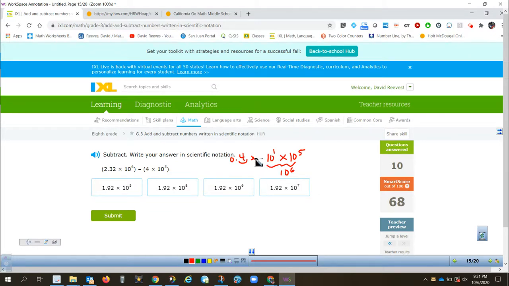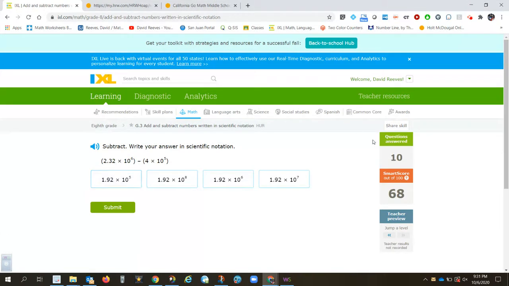And then once the powers of 10 are the same, you can add, or in this case, subtract the coefficients, okay? It is a little tricky. The good news is multiplying and dividing is easier, all right?